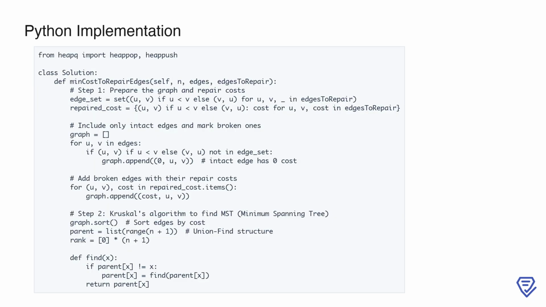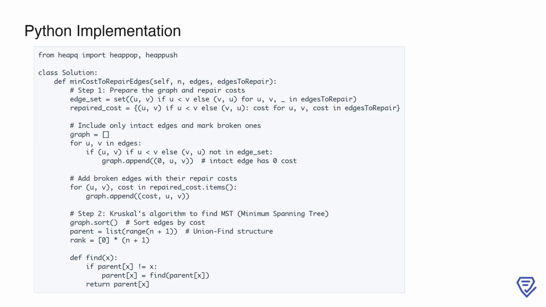To solve the problem of finding the minimum cost to repair edges, we start by preparing the graph and organizing the repair costs. First, we identify the edges that need repair using a set to store these edges in a normalized format, ensuring the smaller node always comes first. Then, we create a dictionary mapping each broken edge to its repair cost. After that, we construct the graph by including only the intact edges initially, assigning them a cost of 0 since they don't require repair. We then add the broken edges along with their respective repair costs.